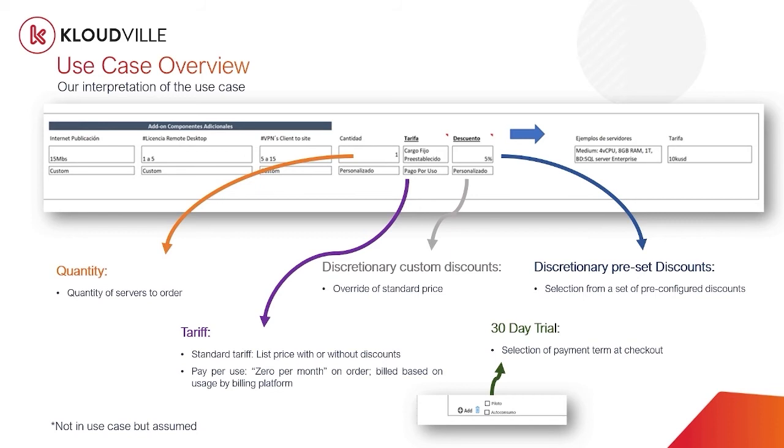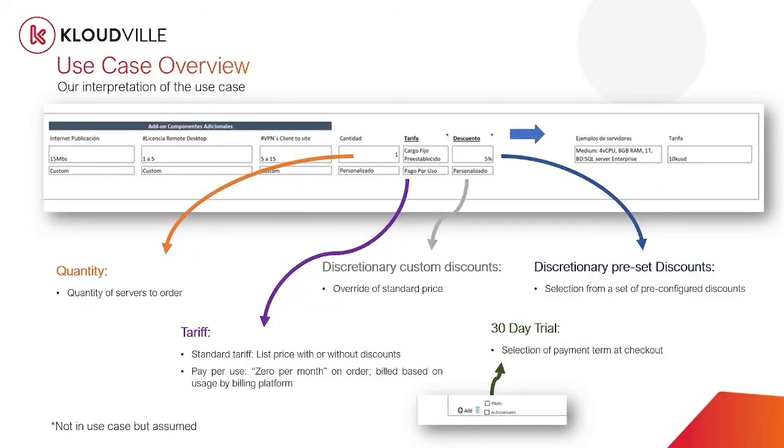We're going to take the quantity, which is obviously the number of servers to order. The tariff, so we'll have two prices, a monthly charge, and then if they pick a pay-per-use version as the tariff, then we're going to zero out that standard monthly charge, and it'll be on a pay-per-use basis. So you still configure the whole service, but we'll be billing $0 for the server component.